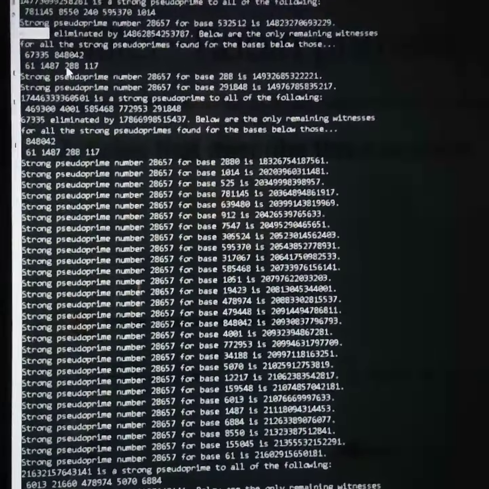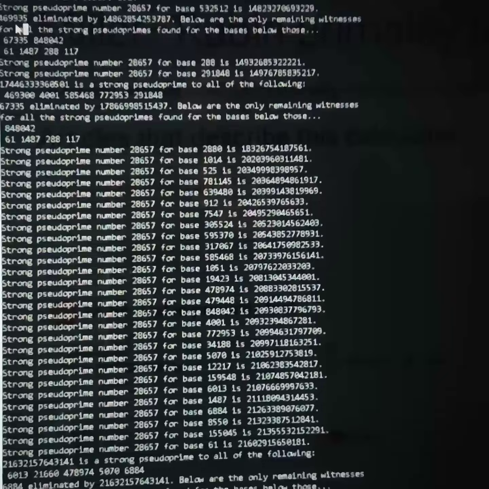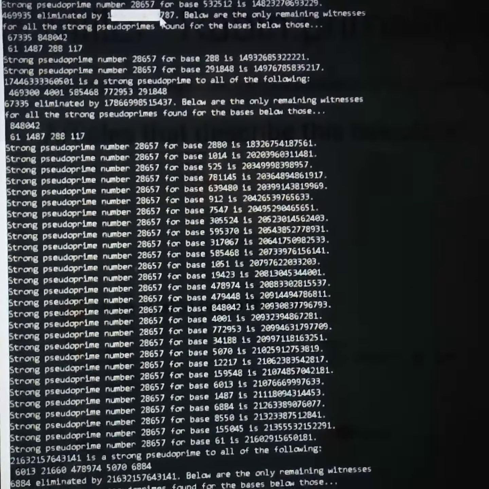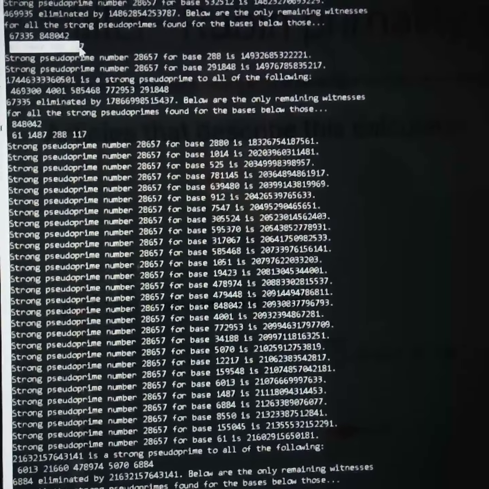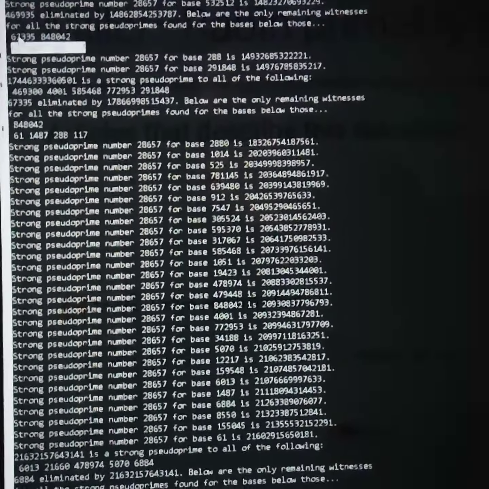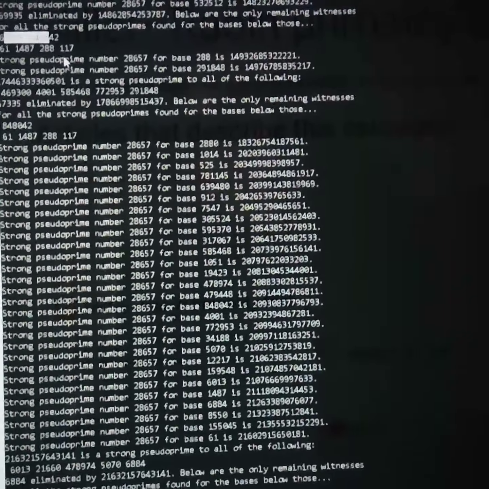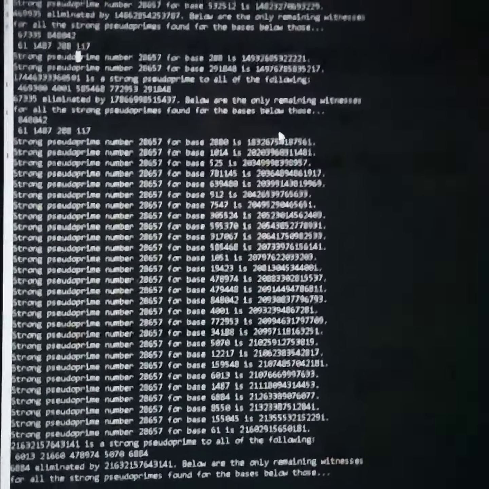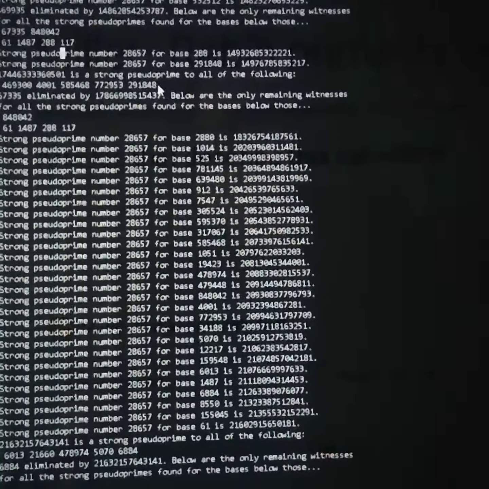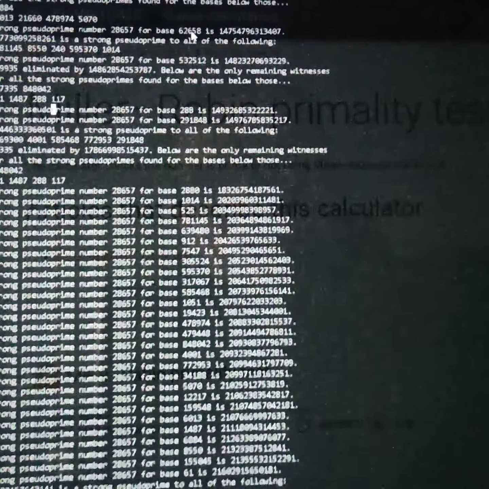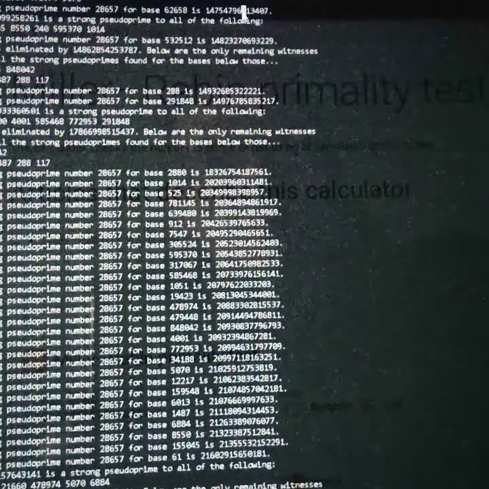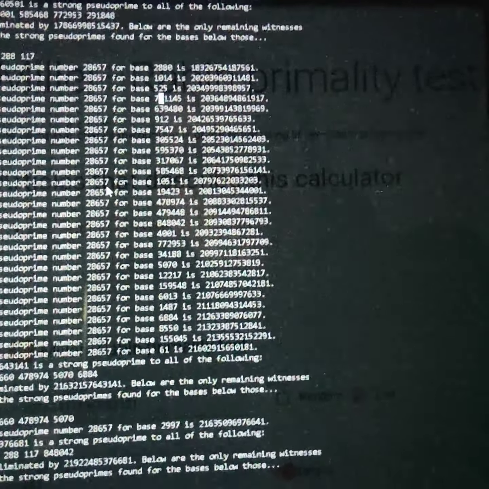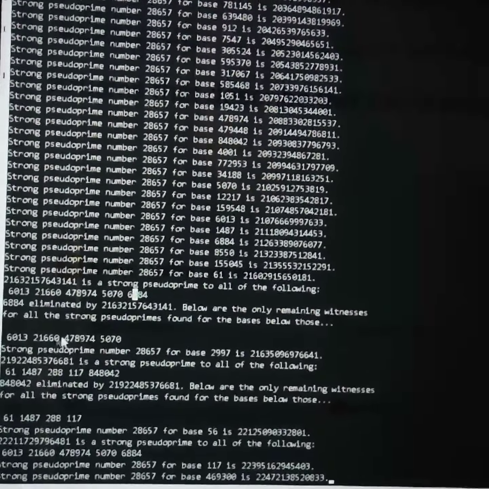61, 1487, 288, 117, all lied. 469,935 all lied on this number. However, for these bases, 61, 1487, etc., these 2 bases have not lied on any of the same numbers yet. And then here, as you can tell, a single base, again, just as it was in the other run, is not so good. 28,657 composites found to pass the test for each of these other bases, like 62,000, etc., and so on for each of these bases.